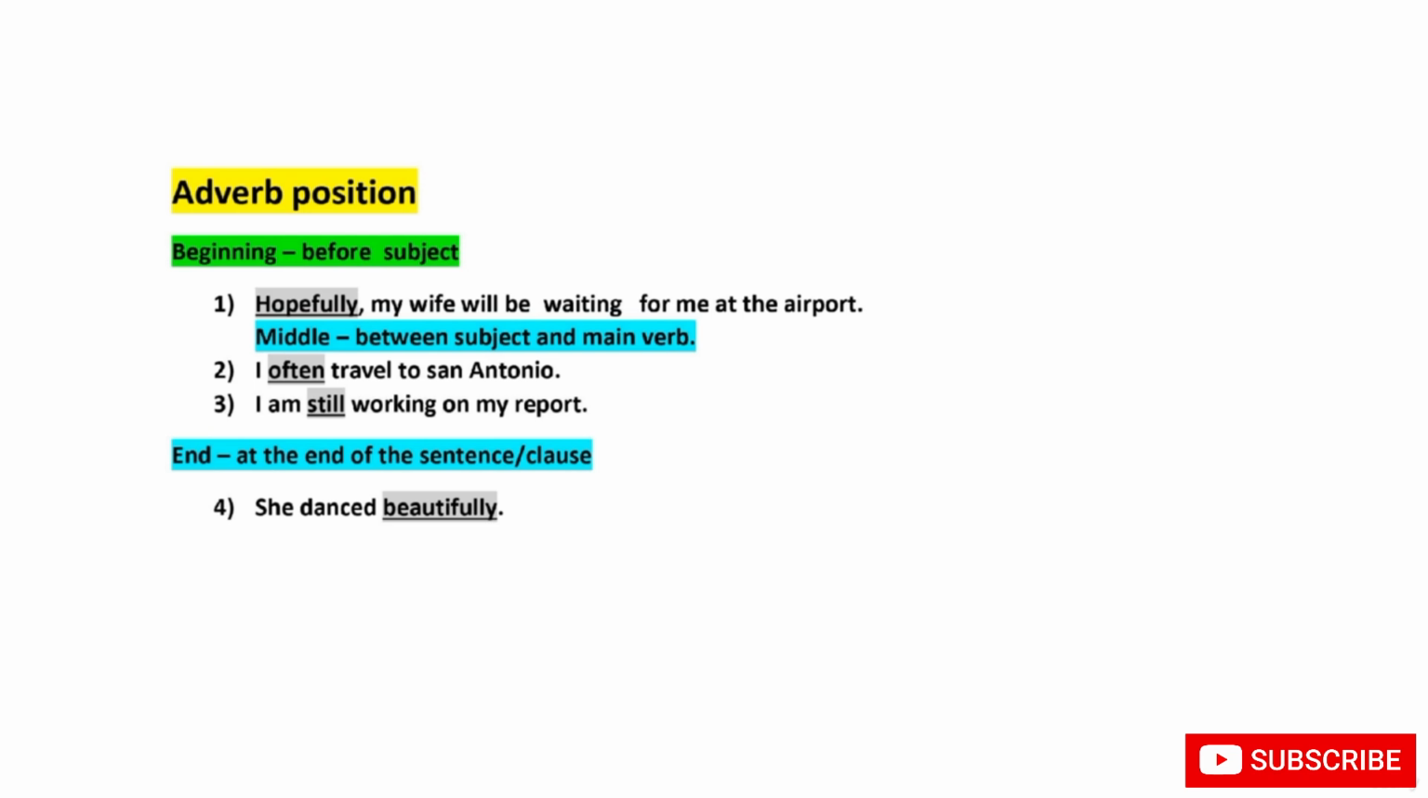Okay, so how do you decide where to put an adverb? Well, the bad news is that there are many rules regarding adverb position in English. But thankfully, there's some good news too. And that is that if you know the most important rules, you can avoid the most common mistakes. So let's talk about these rules now.